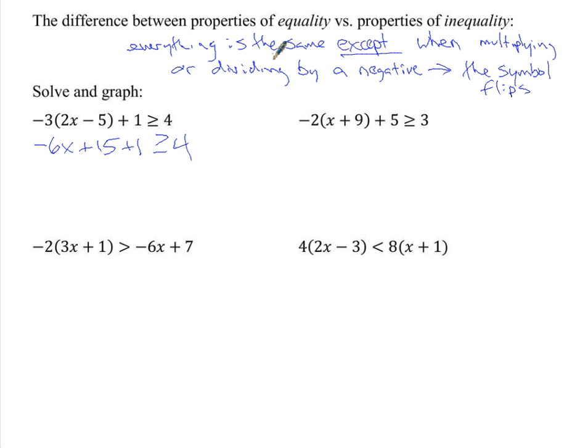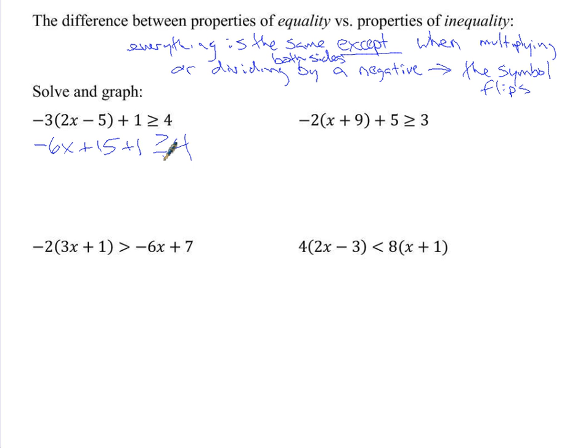Let me put both sides here. If you're using the properties of equality, multiplying both sides by a number, and that number happens to be negative, then you're going to flip the symbol. So I'm not flipping the symbol here. Now what do we do?